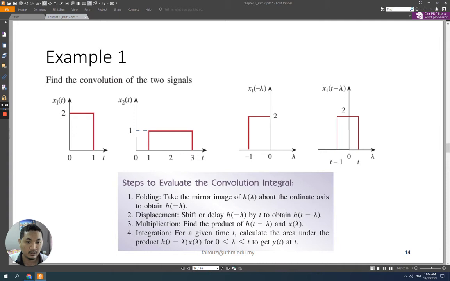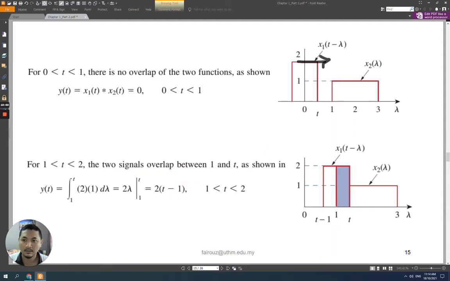Initially it was from 0, and now it has moved to t. Let's say t is 0.5, for example. So from 0 to 1, this is the middle, 0.5. So let's say that x1 of lambda has moved as much as 0.5.